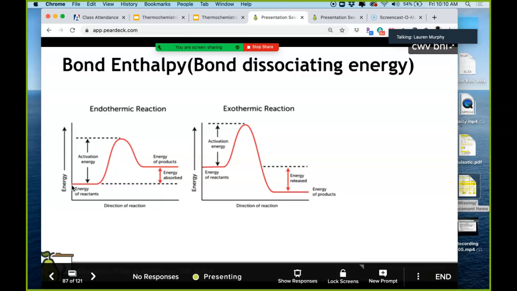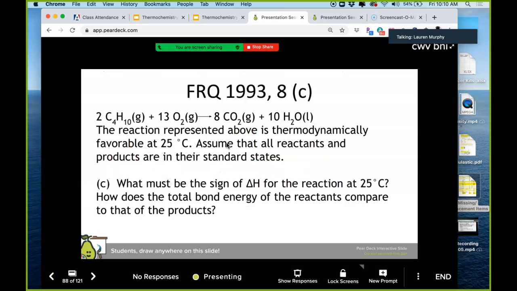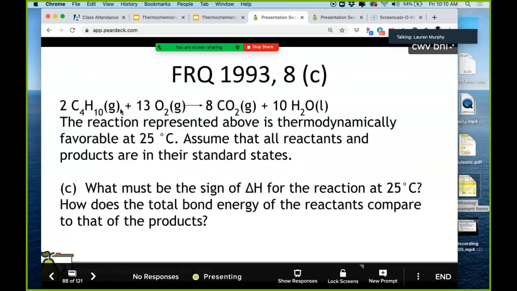So again, if you have more energy in your bonds at the end of the reaction than you did in the beginning, the process is endothermic. If more energy is released by forming new bonds than it took to break the bonds, then that process is exothermic. So before we start doing real calculations, let's talk about it conceptually.